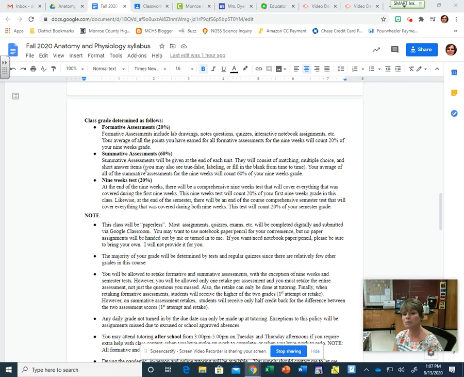Generally, those are going to have multiple choice items, also matching, and maybe some short answer. You may also here and there see some labeling, true and false, things like that. But basically, summative assessments are going to be your unit exams for the most part. Also, summative assessments may include lab practicals.